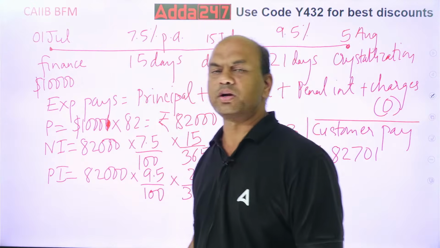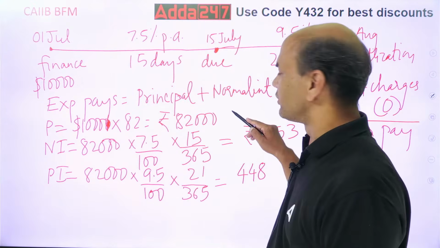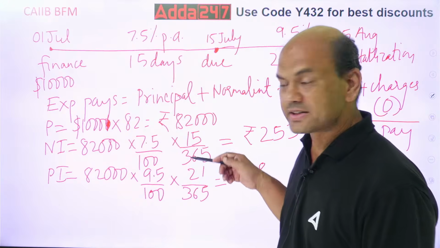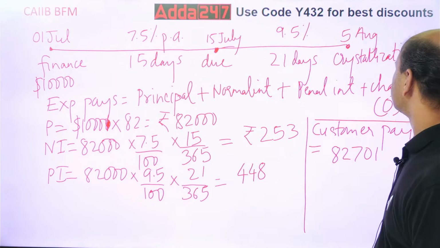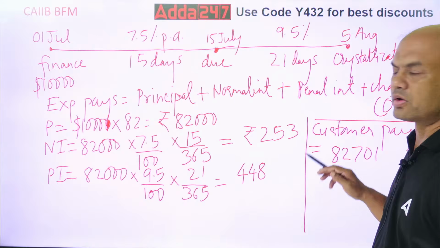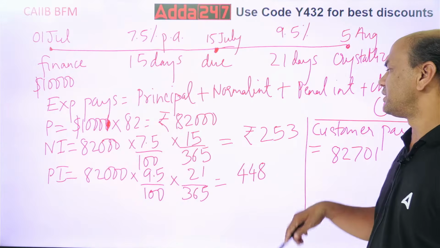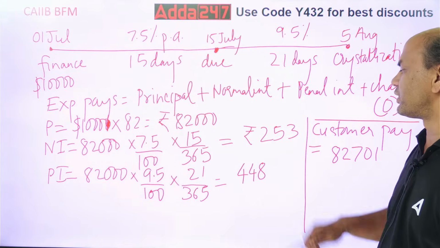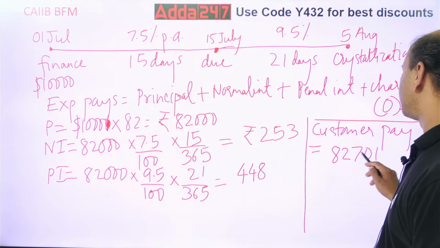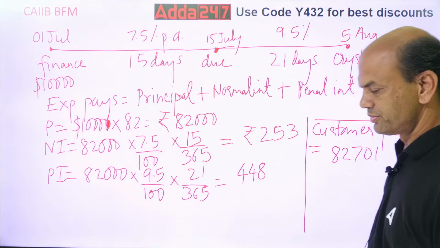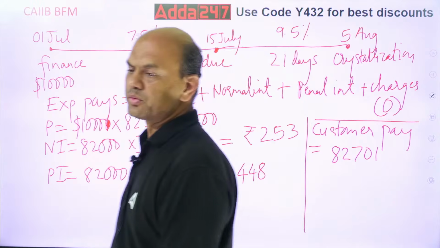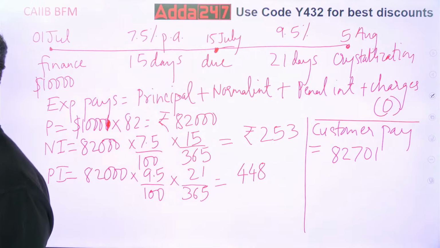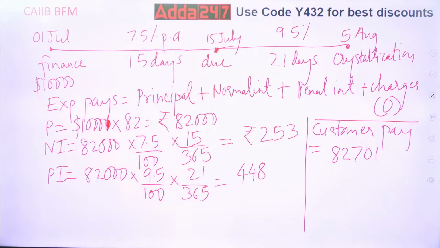Got it? All of you got it? 448. So now, any charges, see, normally there are charges also, but here charges are not given. So 82,000 plus 253 plus 448. Add them, you will get 82,701. You will get it as 82,701. Got it, everyone? This much will be the crystallization amount the customer will be paying.